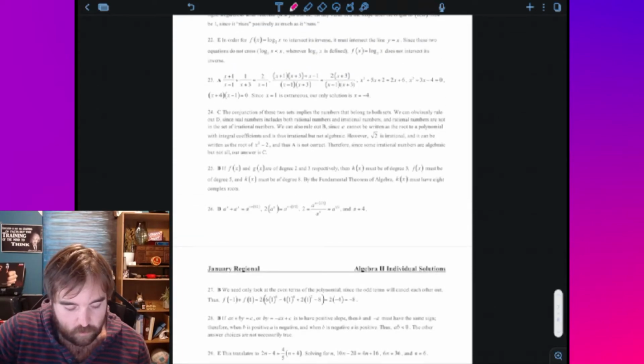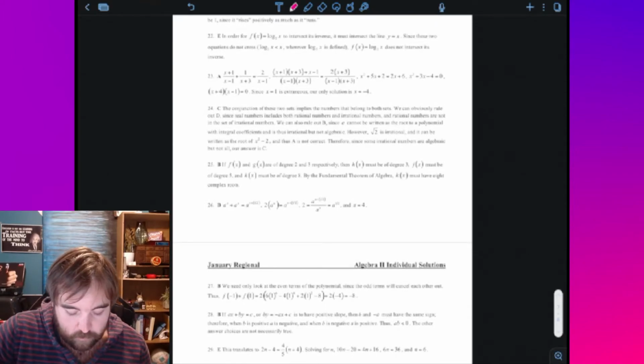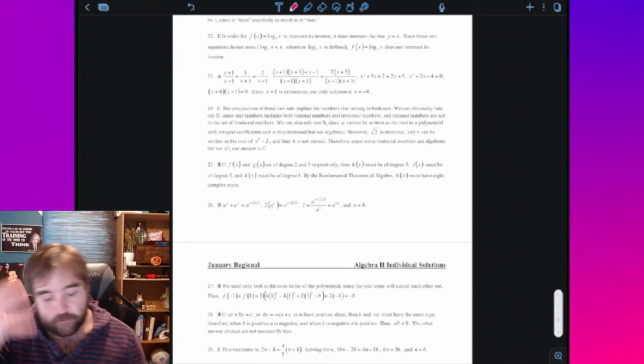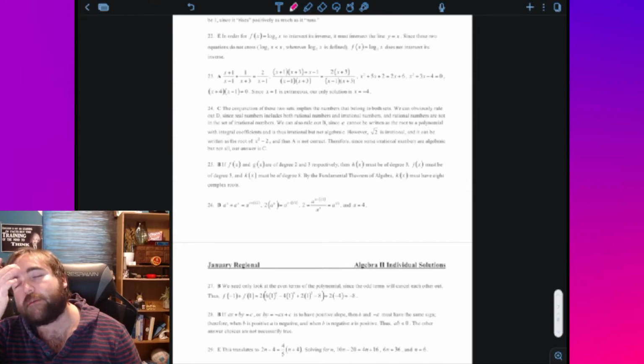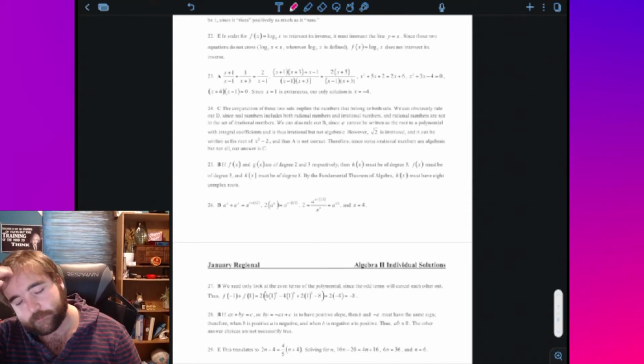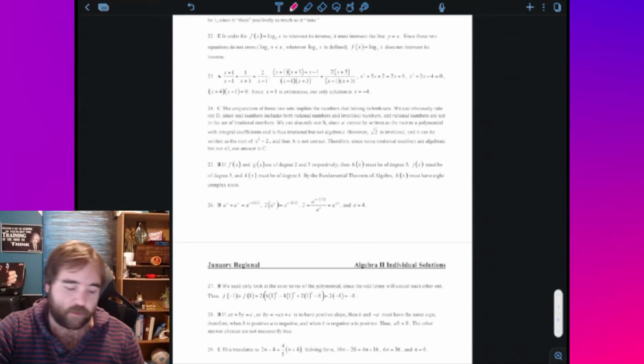Okay. So 25. 2 and 3. Then H must be 3. J must be 5 because you add them. You add the degrees, you don't multiply them. Oh, that's a dumb mistake. That's okay.